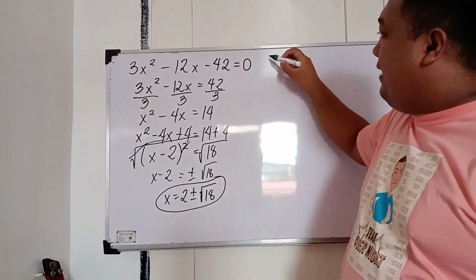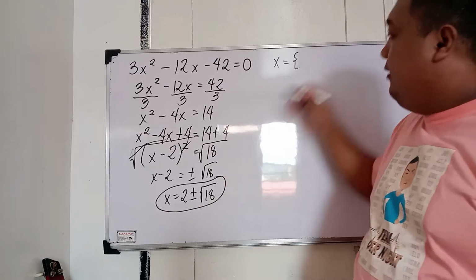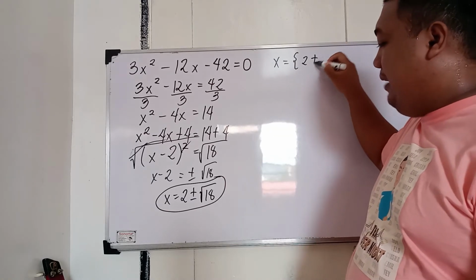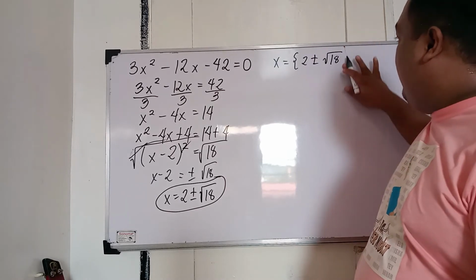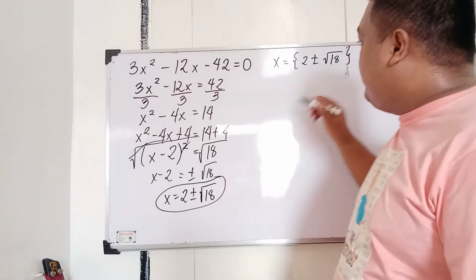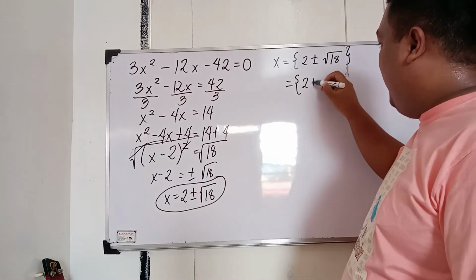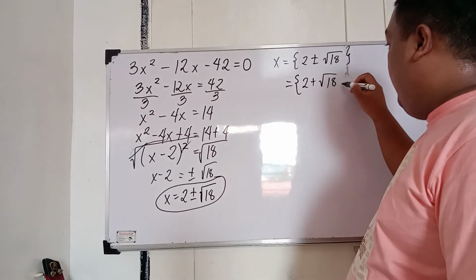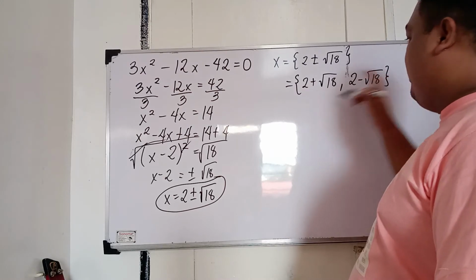So, it means our values of x are 2 plus or minus square root of 18. Dalawa yan, class, kasi meron tayong plus or minus. Kapag naka-plus or minus yan, it is also considered as 2 plus square root of 18 and 2 minus square root of 18. Kaya dalawang solution yan.